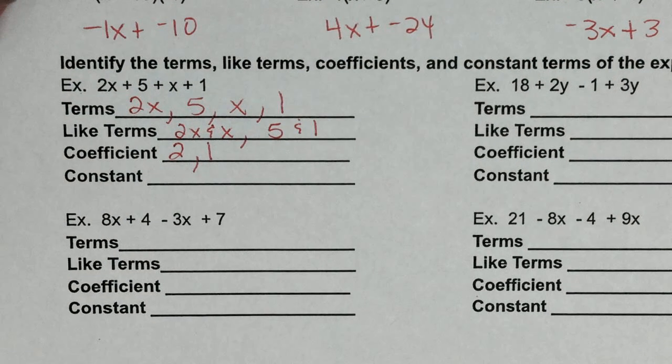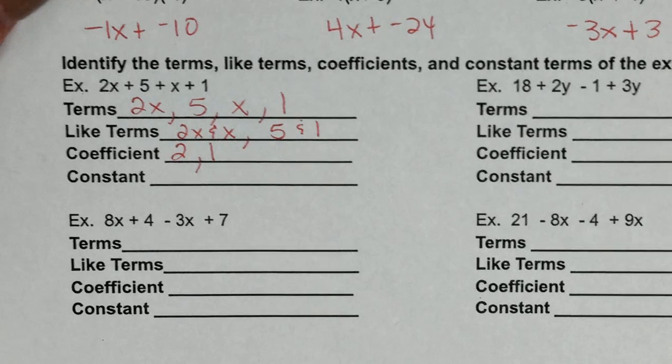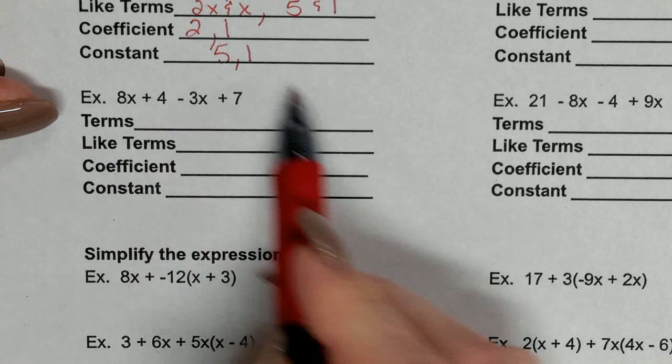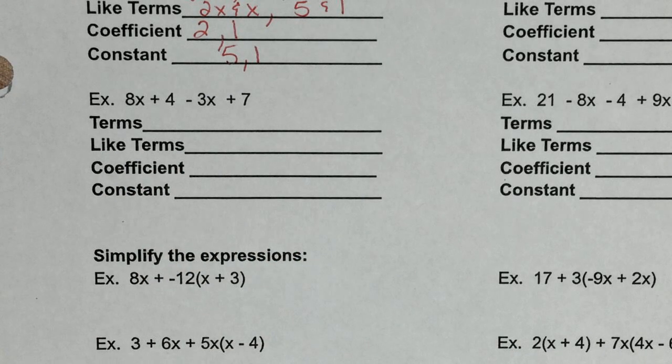The constants are the numbers by themselves. How many constants are there? 2. 5 and 1. Now you go do this one on your own. Don't forget subtraction signs. Give a number a what kind of value? Good.